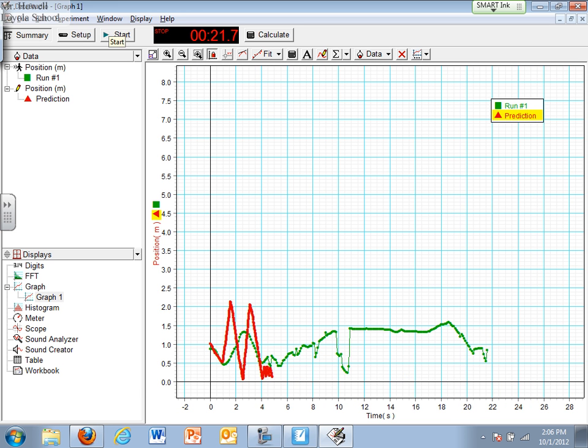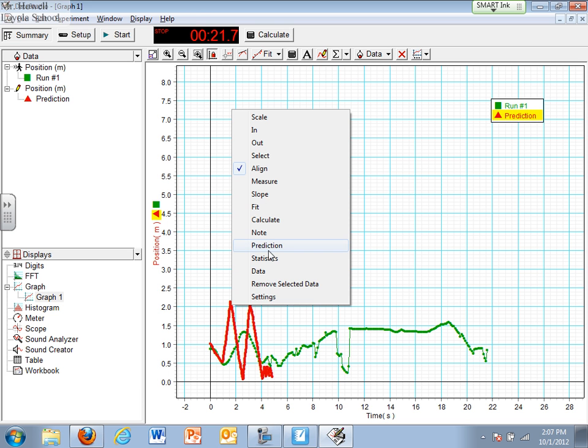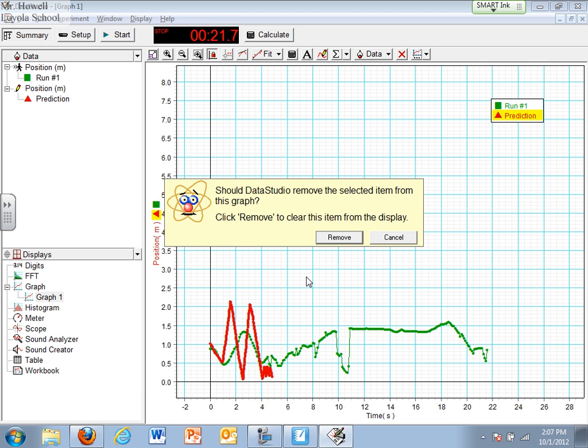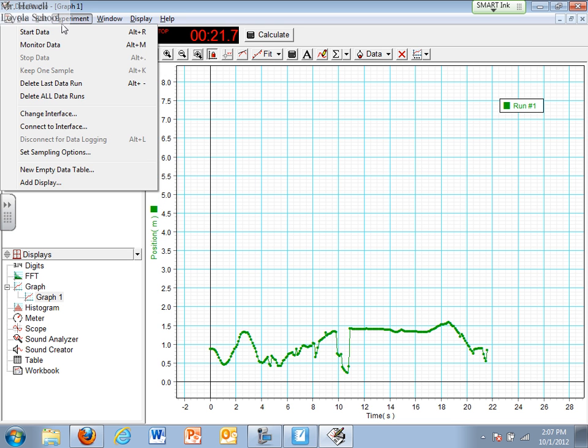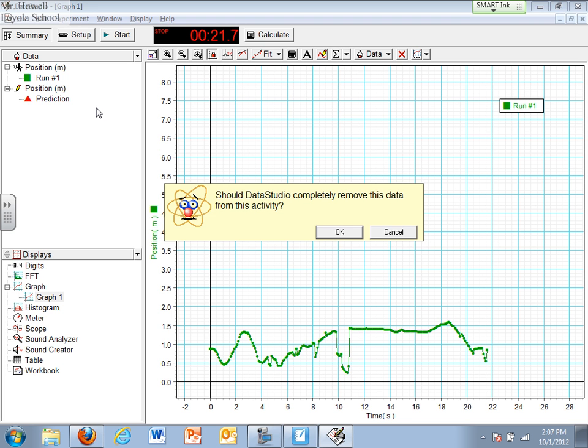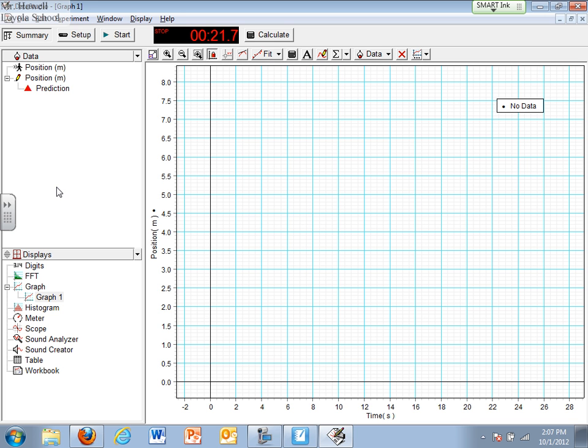Okay. Right click on the prediction. This mouse is very slow. Right click on the red line. Hit remove selected data. Go down. Remove selected data. Yes. Okay. Actually, go to experiment up top. Okay. Hit delete. Hit it again. Delete last run. Remove. Okay. Yes. All right. Now use the pen again.